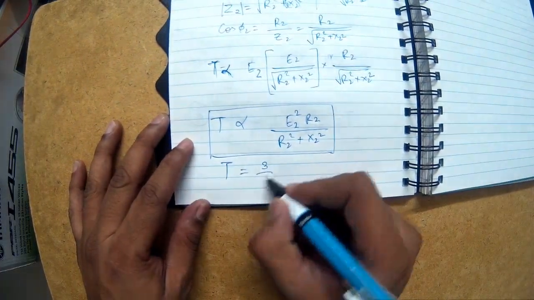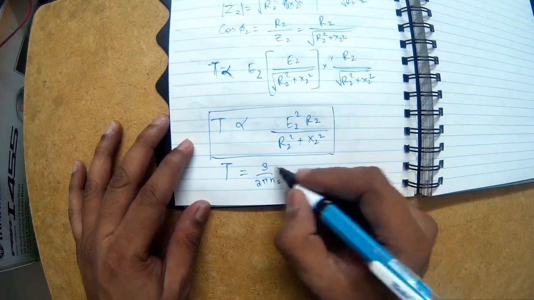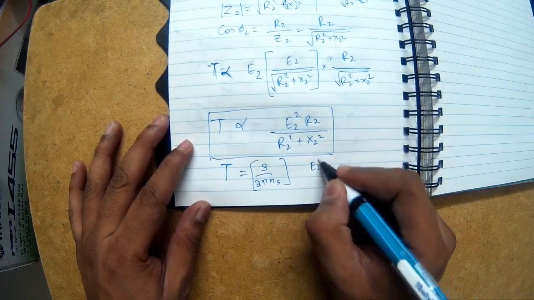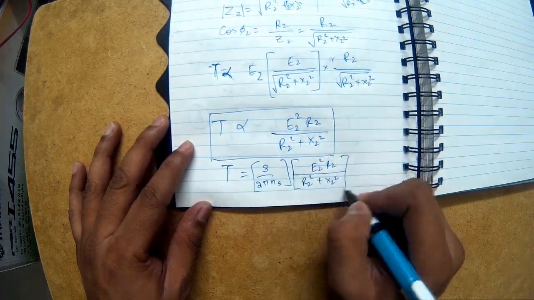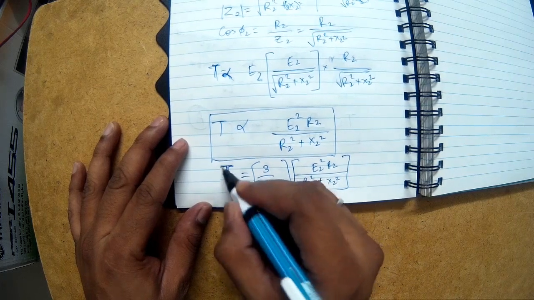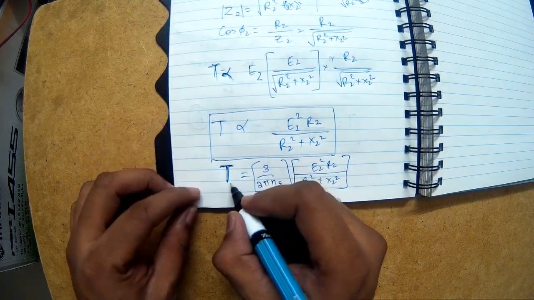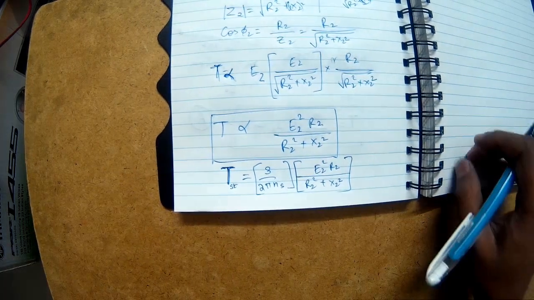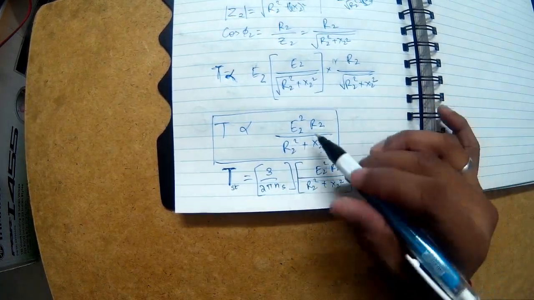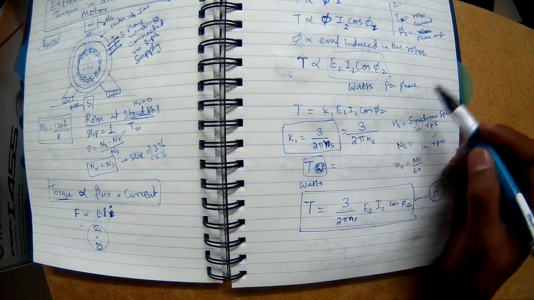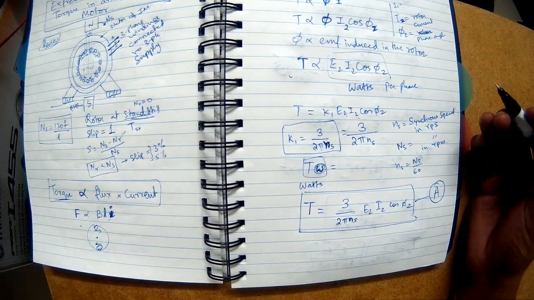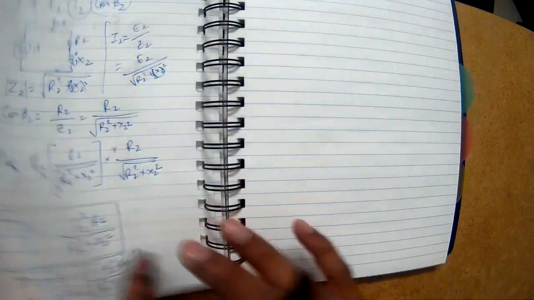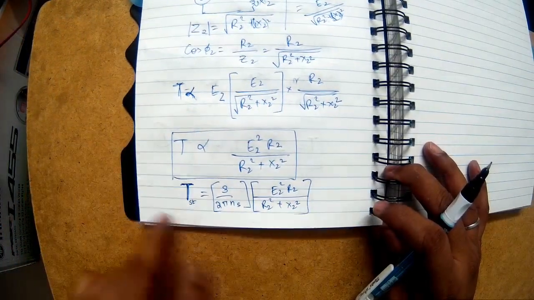Let me write it here. Torque is equal to 3 by 2 pi ns, small ns, multiplied by E2 square R2 by R2 square plus X2 square. Okay. So this is a torque. Now this is a torque when? This is the torque at the starting. Because all the values that we are considering, E2, I2, they are all nothing but EMF induced in the rotor when the rotor is standstill, when the slip is 0. So this is the expression for starting torque of an induction motor.